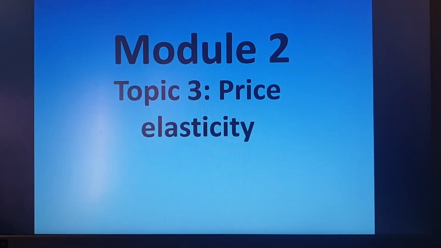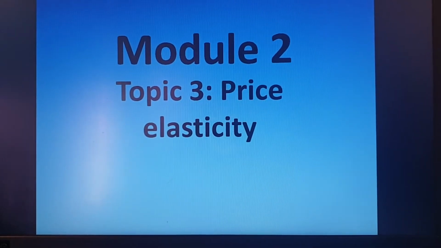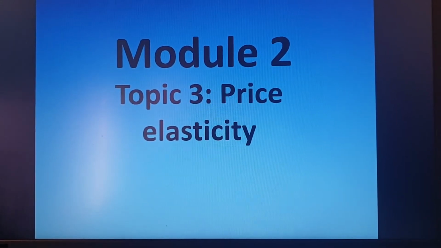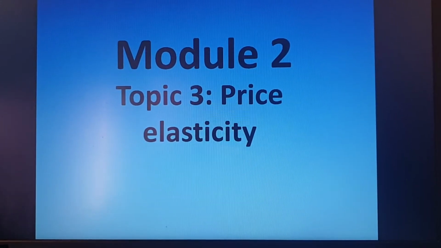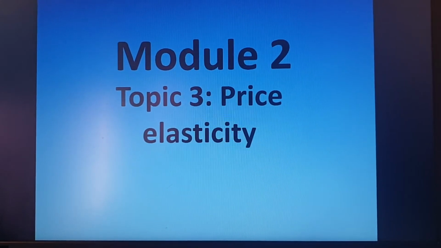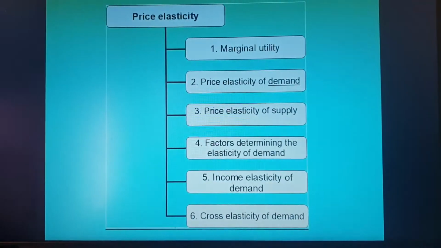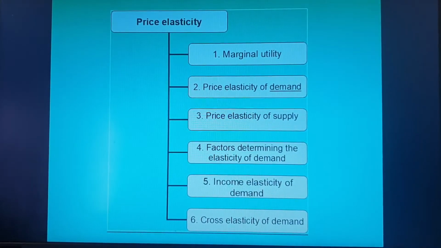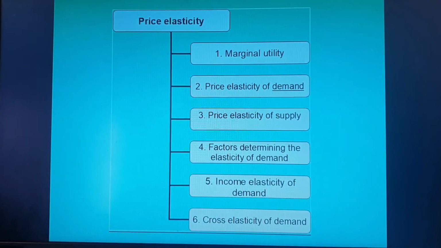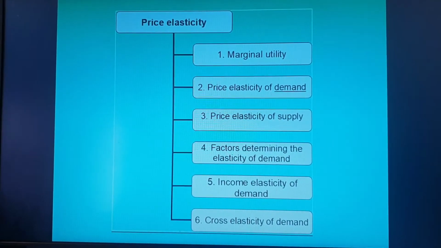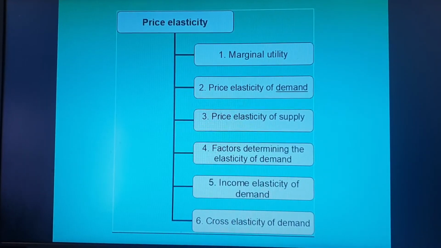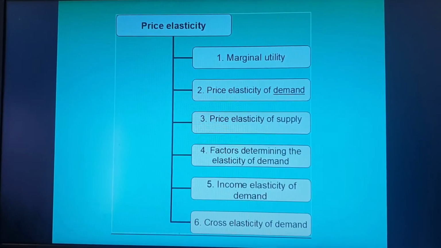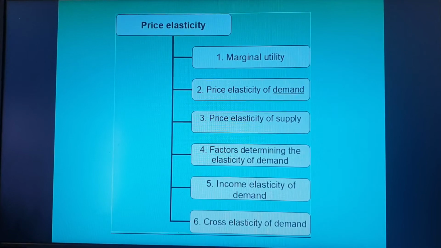Good day, guys. Today we start talking about still Module 2, Microeconomics. Topic 3, Price Elasticity. Here we're going to look at price elasticity of demand and supply. In this topic specifically, we're going to look at marginal utility. Remember, marginal, the word means additional or extra. Price elasticity of demand, price elasticity of supply, those can be possible essay questions.